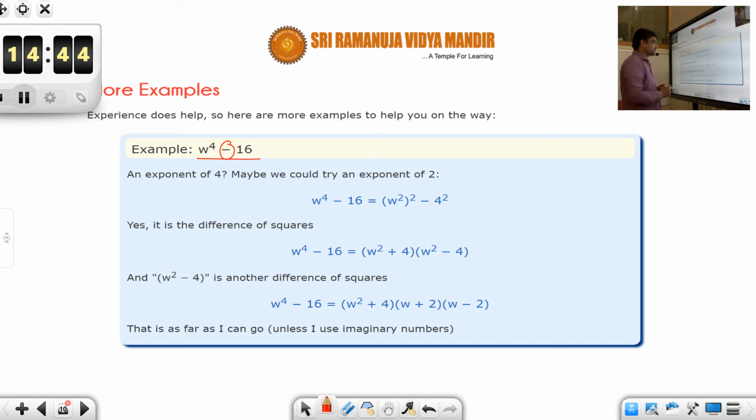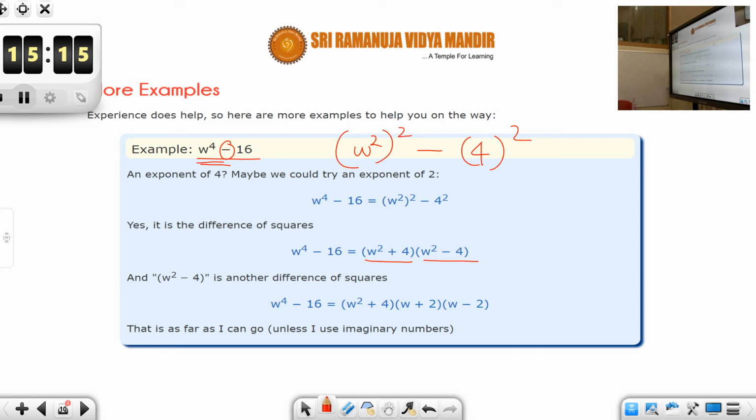One is difference of squares. So observe, can you express this as the difference of squares? Yes, w power 4 we can write as w square whole square, and 16 we can write as 4 whole square. So this can be expressed as a difference of squares. Now we know how to factor the difference of squares, a plus b into a minus b. So you will get w square plus 4 into w square minus 4.